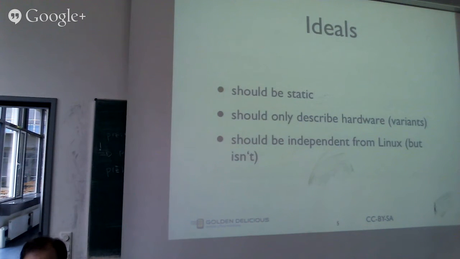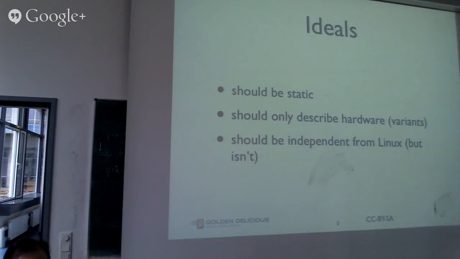Yeah, the ideals, it should be static. So there should be no dynamic component inside. It should only describe hardware or hardware variants. So it should not be a replacement for the kernel configuration file. The kernel configuration tells what you want to have compiled into the kernel, what you want to have as modules, and some configuration options. You can change the size of caches and so on. But that's not part of the device tree, and vice versa.